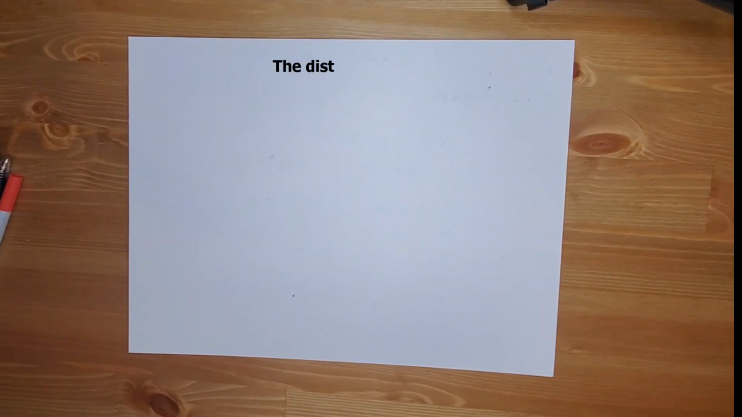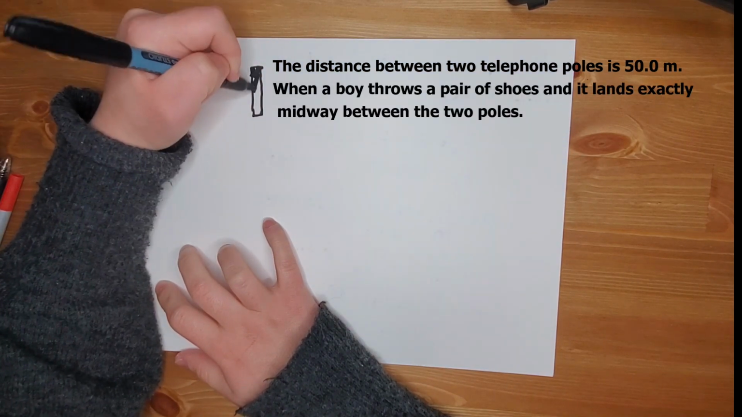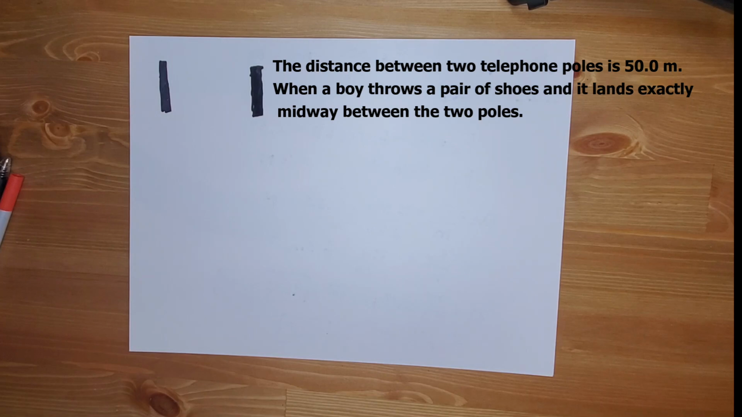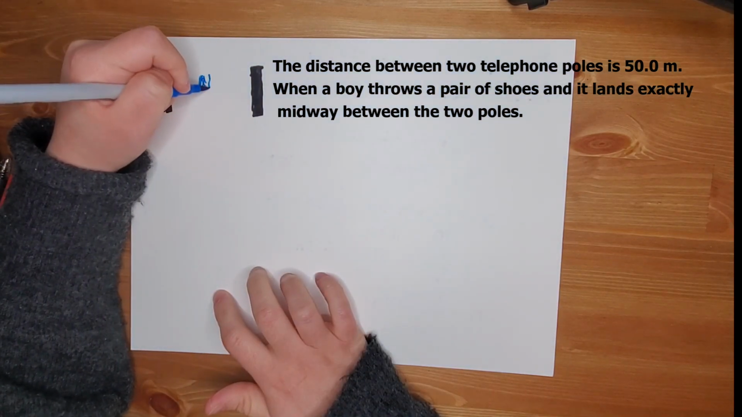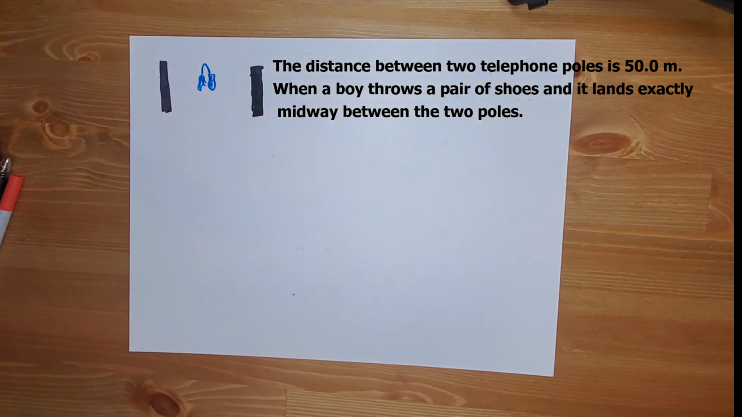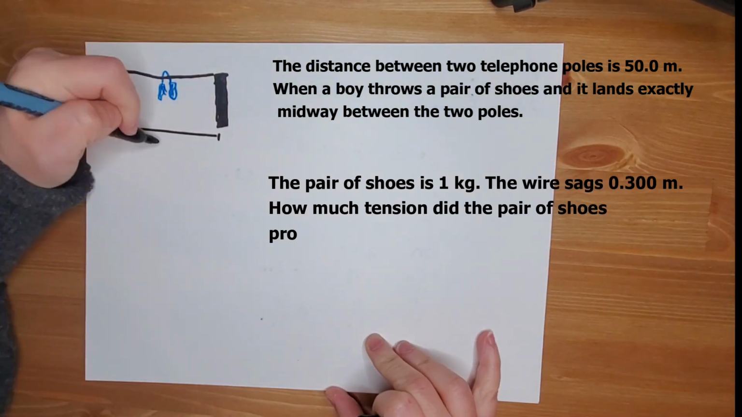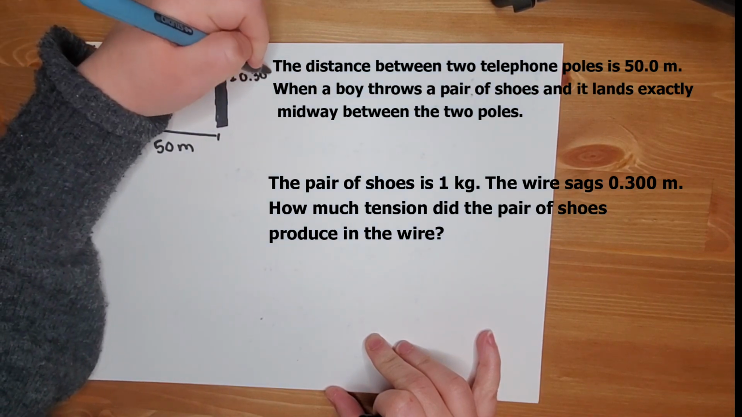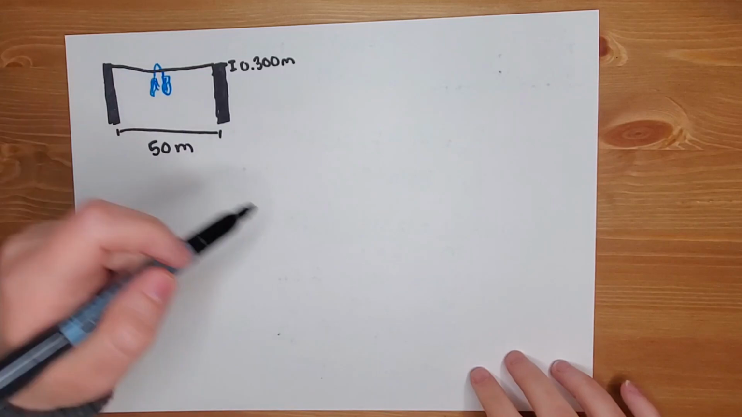So the question we have for this problem is: the distance between two telephone poles is 50 meters. A boy throws a pair of shoes and it lands exactly midway between the two poles. The pair of shoes is 1 kilogram in mass. The wire sags 0.300 meters. How much tension did the pair of shoes produce in the wire?